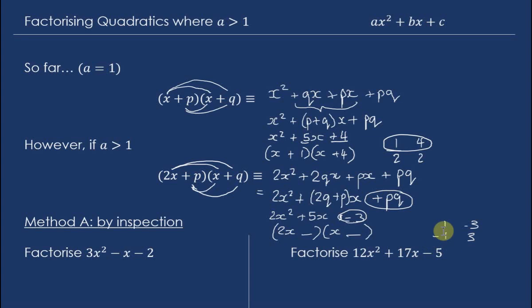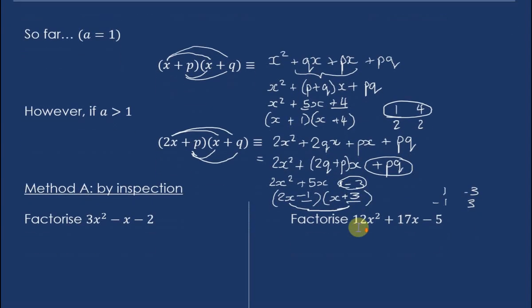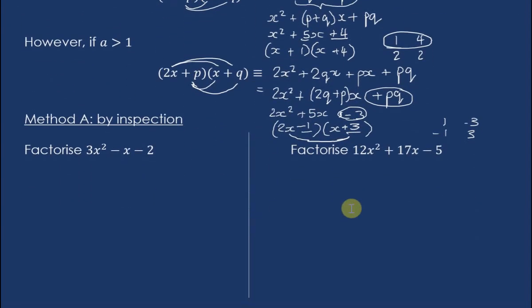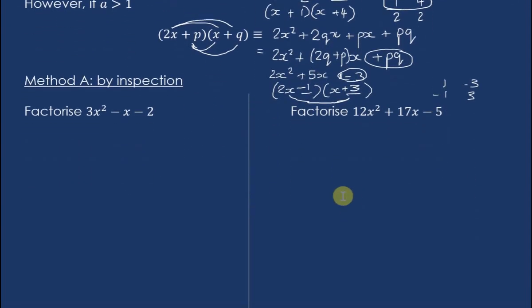So the one that I'm going to double would be this one over here in this bracket. So I need to put my plus 3 there, and my minus 1 there. We would never times a term by the other term in the same bracket. That's why it needs to go in the opposite bracket. Okay, so that's doing it by inspection, which is the method we're going to go through first.